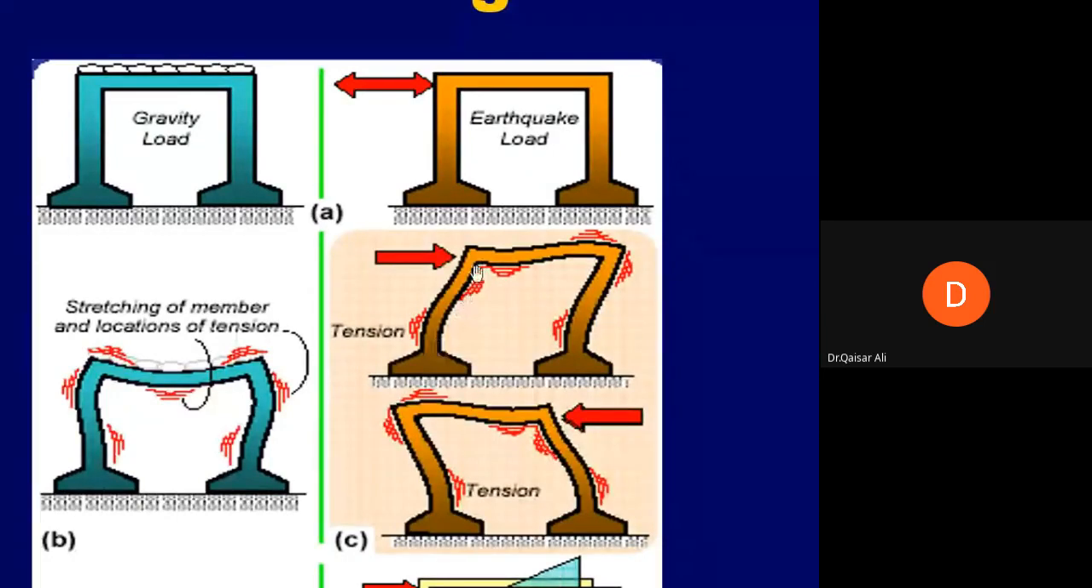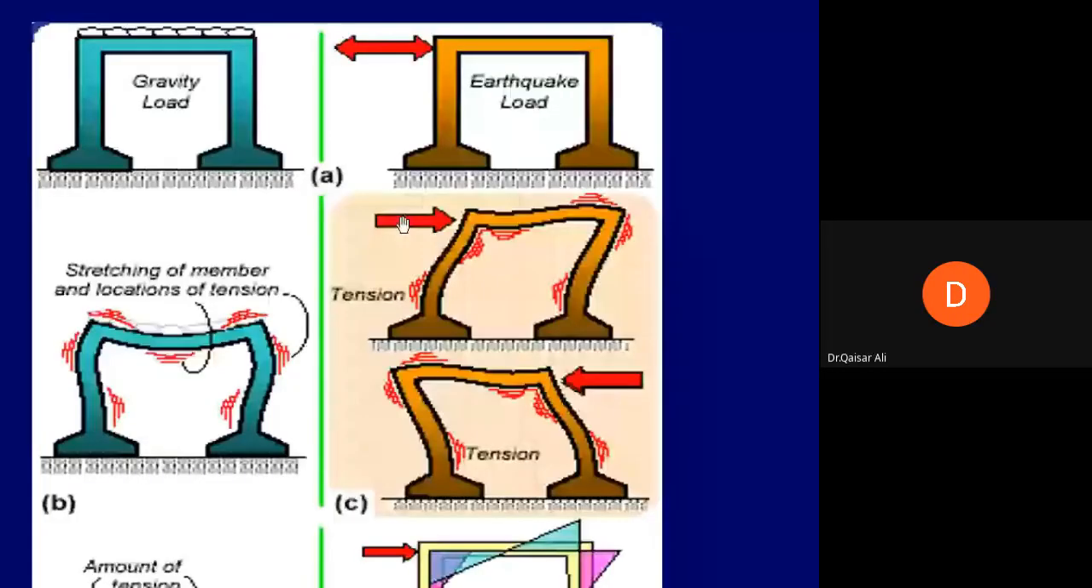From this deformed shape, you can see that tensile stresses will occur in this part of the beam, and then tensile stresses will occur at the ends of the beam on the top side. On one side, tensile stresses will occur at the bottom side, and on the other side, the tensile stresses will occur on the upper side of the beam. Similarly, the exterior and interior tensile stresses will also occur in the columns. Now, this is when the frame moves from left to right.